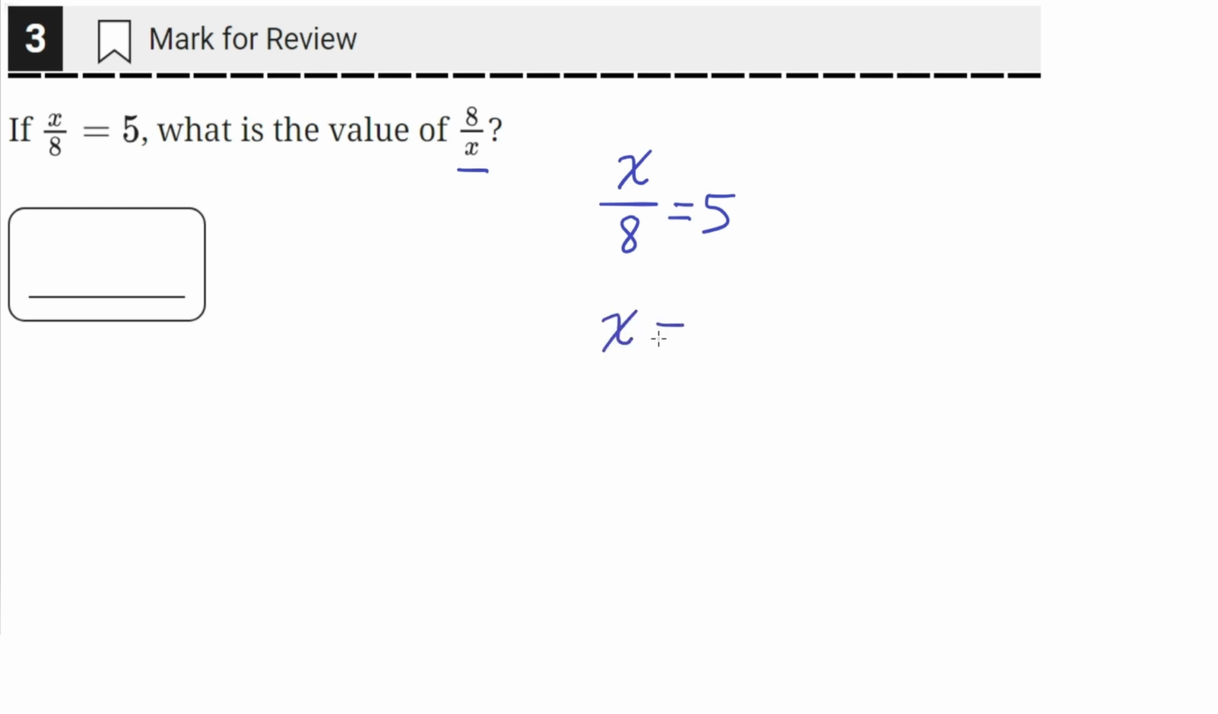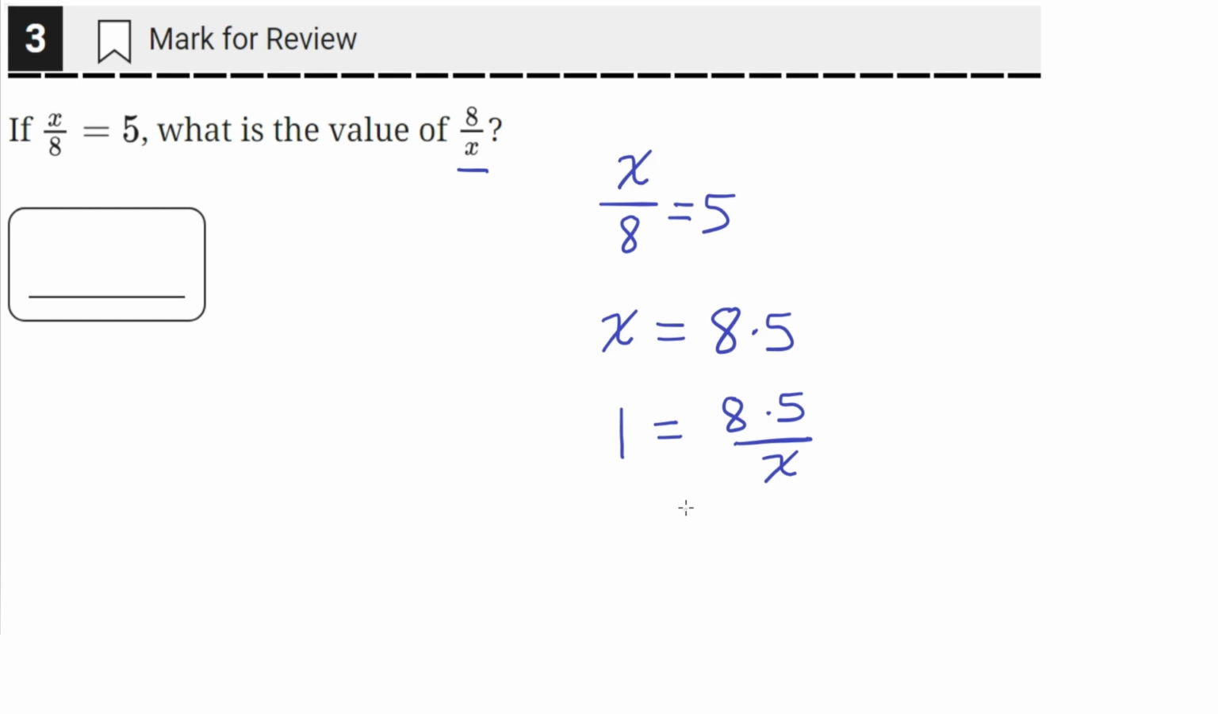This will give us x equals 8 times 5. By multiplying both sides by 8, 8 over 8 cancels out, and we just have 8 times 5. And then we need to divide both sides by x. So when we divide both sides by x, we'll get a 1 on this side, and we'll get 8 times 5 over x on this side.